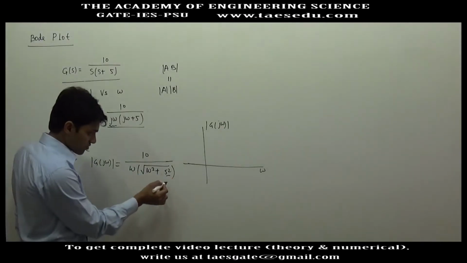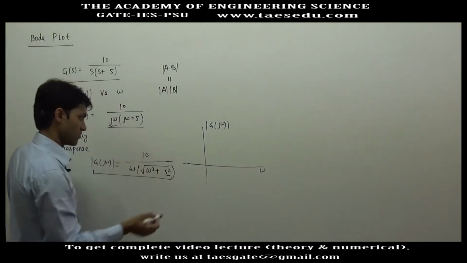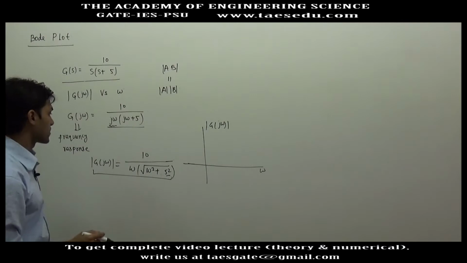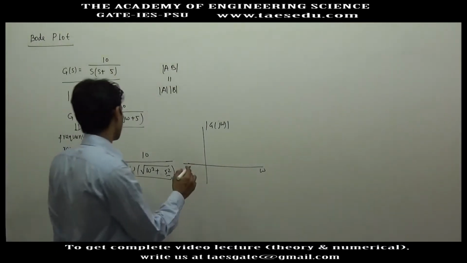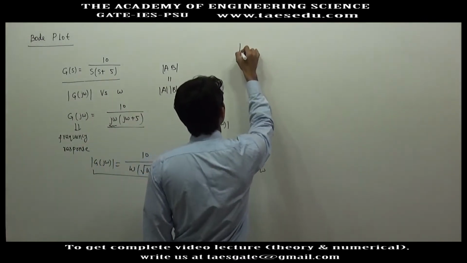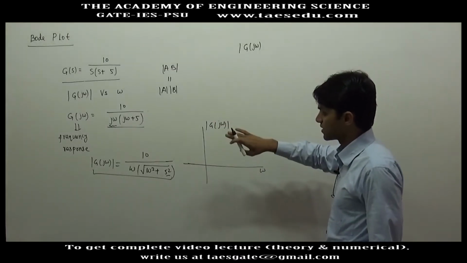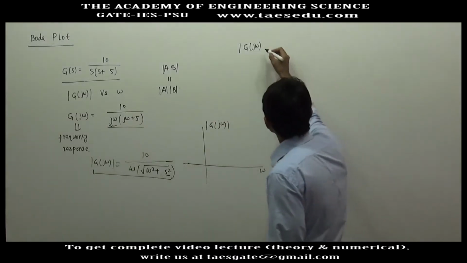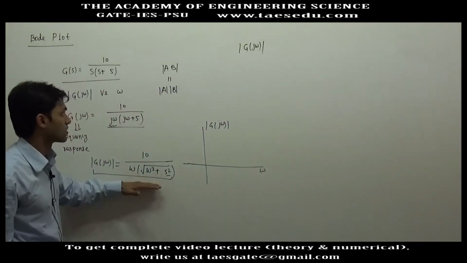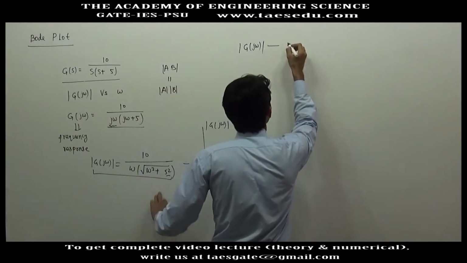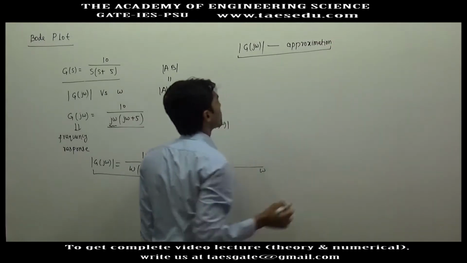But in the case of the Bode plot, we don't plot this way. We don't plot the exact function. Instead, in the Bode plot we do some approximation. There are two basic modifications in the Bode plot. So in the Bode plot, we don't exactly plot this graph. Instead we do an approximation. I will discuss it a little later.